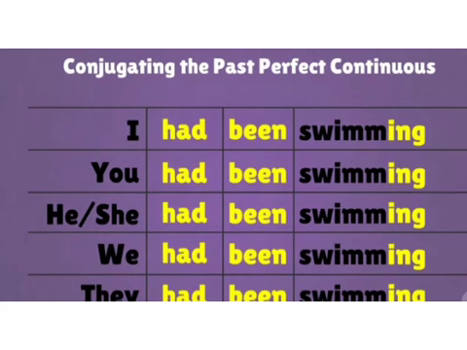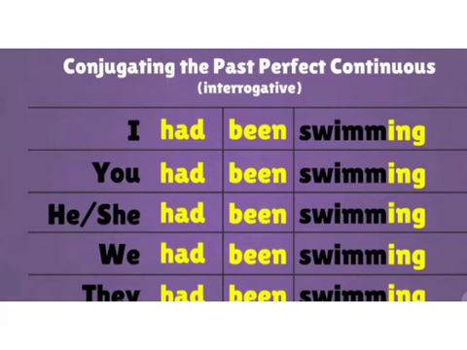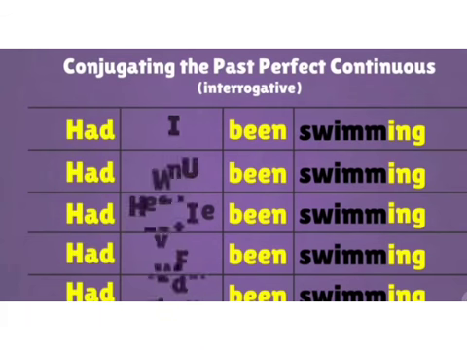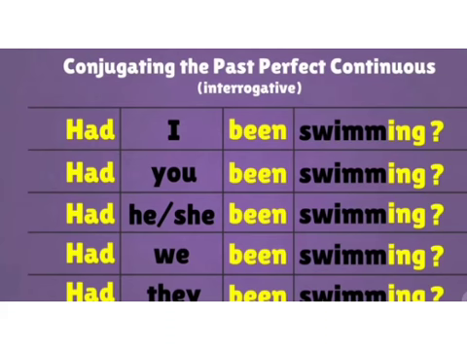Now let's see the tabular column with many examples. The first one is I. Yes, you have to bring all the auxiliaries to the front and form question types. Had I been swimming? Now let's try the next one. Had you been swimming? Yes. What is the next one? Had he been swimming or had she been swimming? Yes, children, try the next one. Had we been swimming? And had they been swimming is the correct answer.